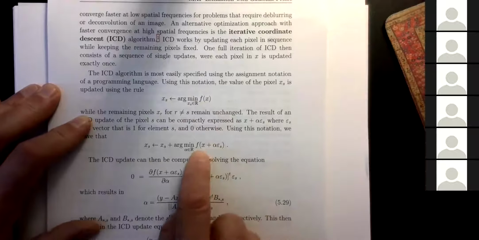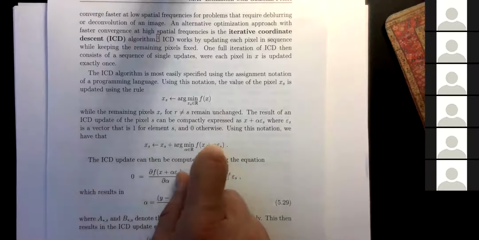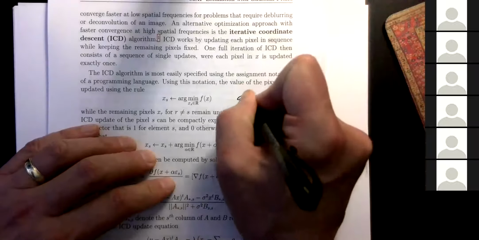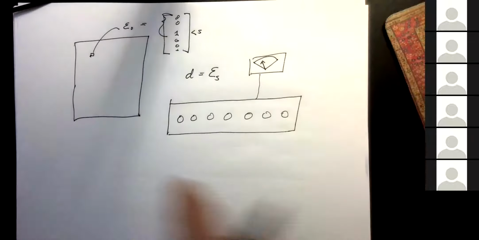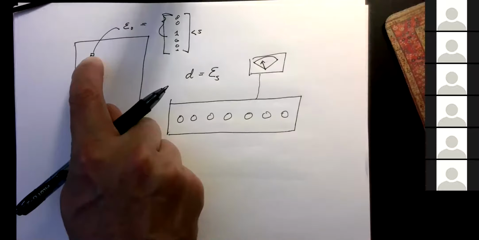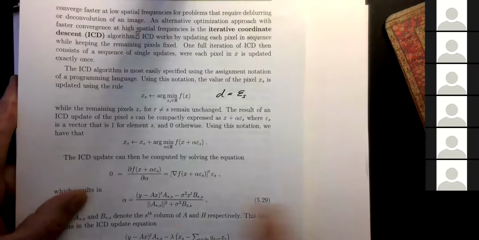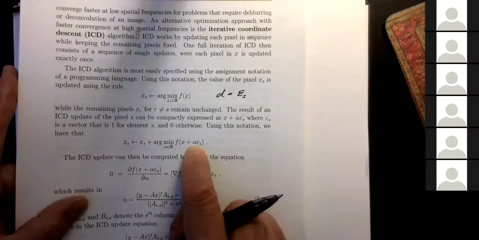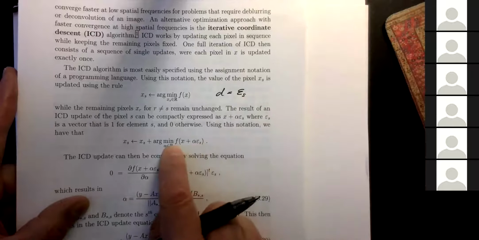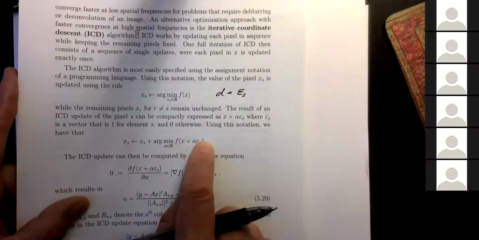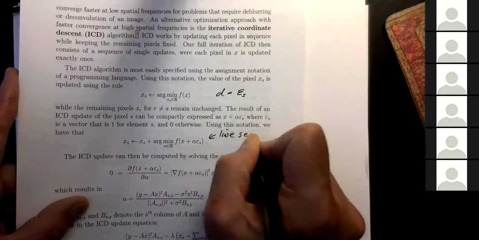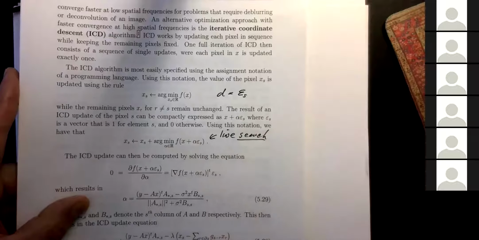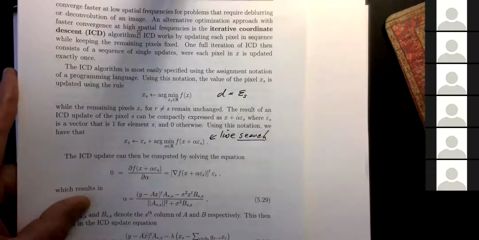So in this case, the direction is d equals epsilon_s. Epsilon_s is a vector which is 1 in the position of the sth pixel. Okay. And then alpha is a scalar that modulates that vector. So you now want to minimize over alpha. So this is a line search. Okay. Does everybody know what a line search is? Okay. And obviously, this isn't a super interactive environment.